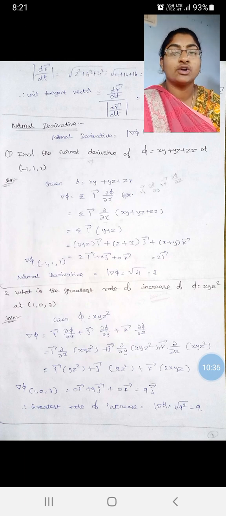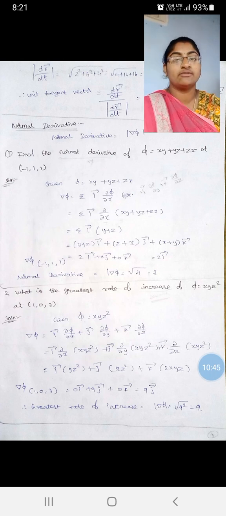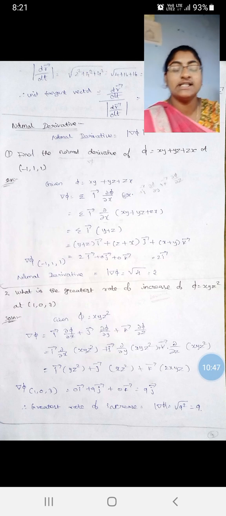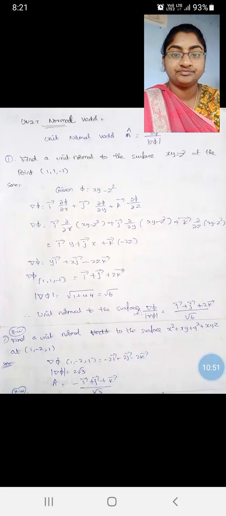I have to take the modulus for the term. I get root of 2 square plus 0 plus 0. So it will become root 4 is equal to 2. This is how I can find the value for normal derivative. That is normal derivative formula, which is equal to modulus del phi.